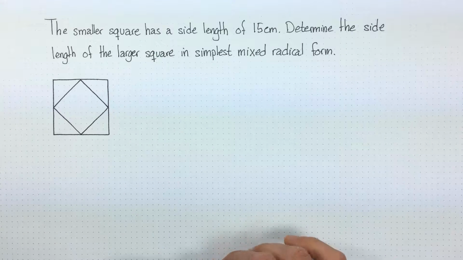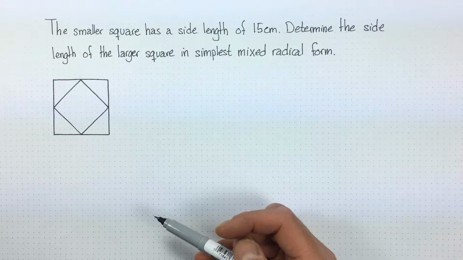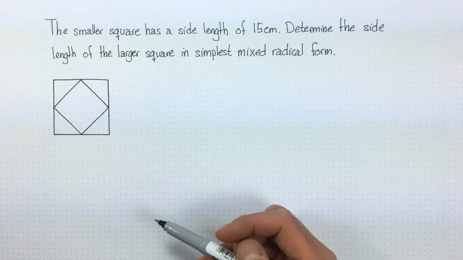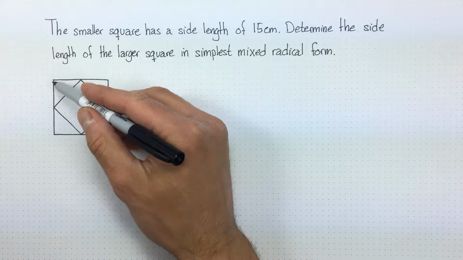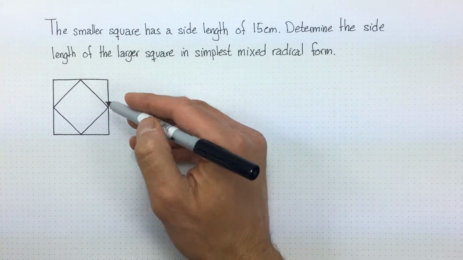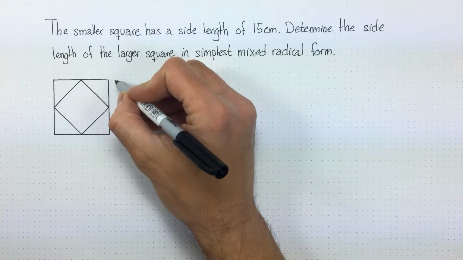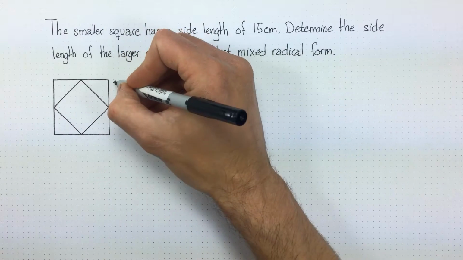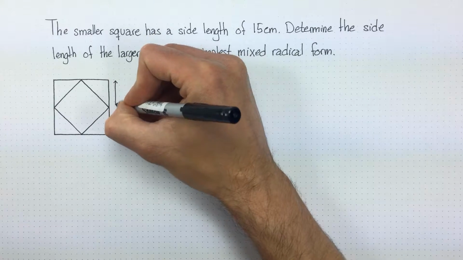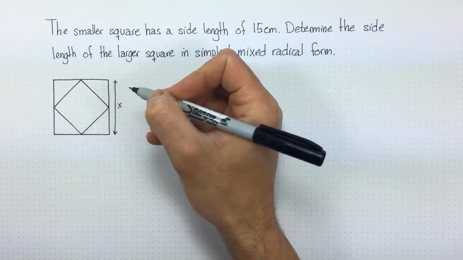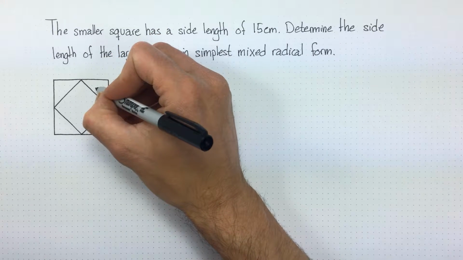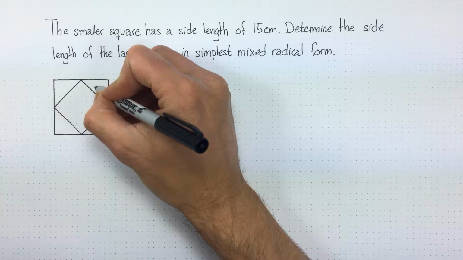The smaller square has a side length of 15 centimeters. Determine the side length of the larger square in simplest mixed radical form. So the larger square that's surrounding the smaller square, let's call the side length here x. And then the side length of the smaller square is going to be 15 centimeters.